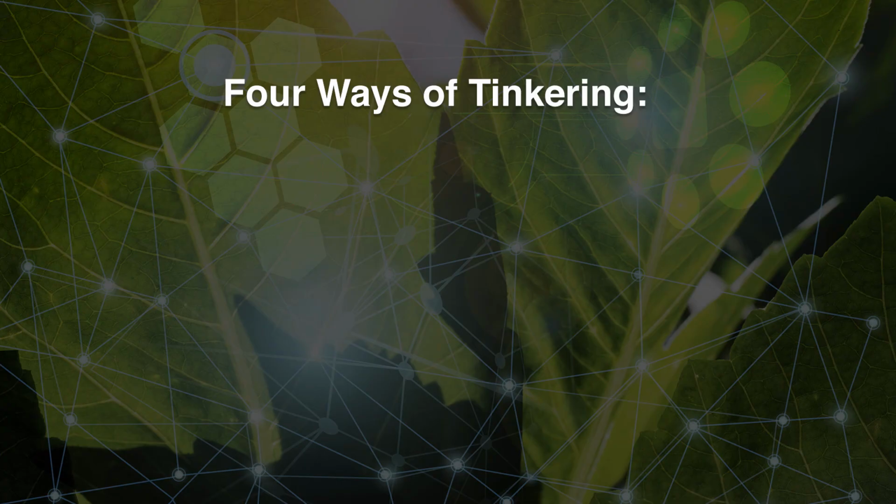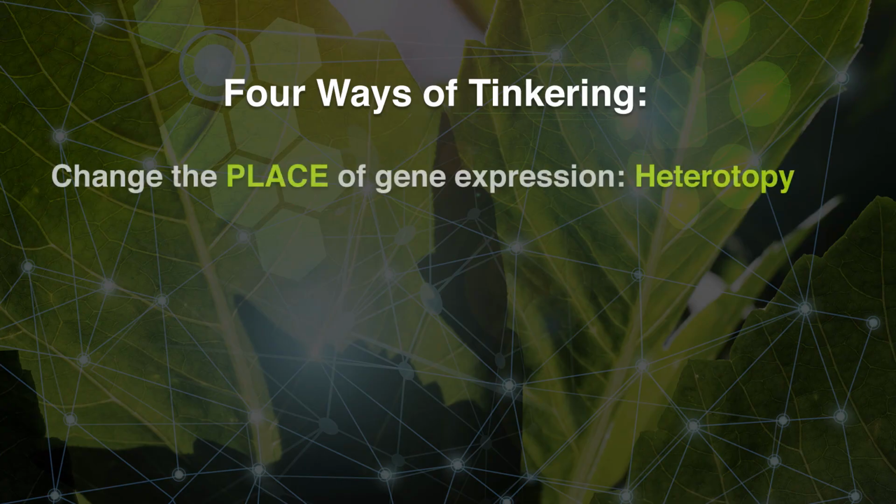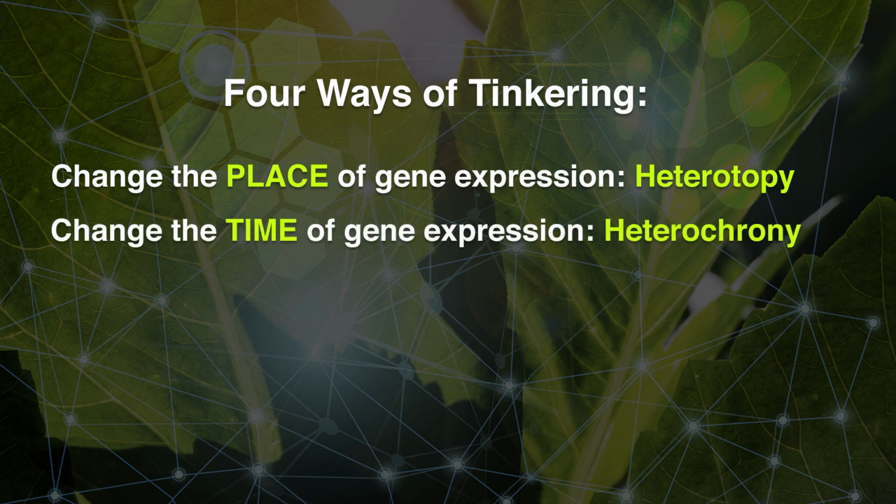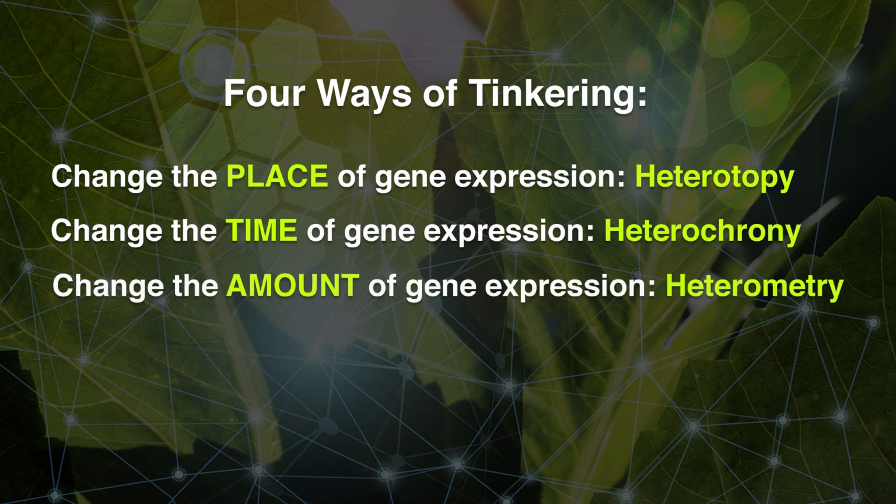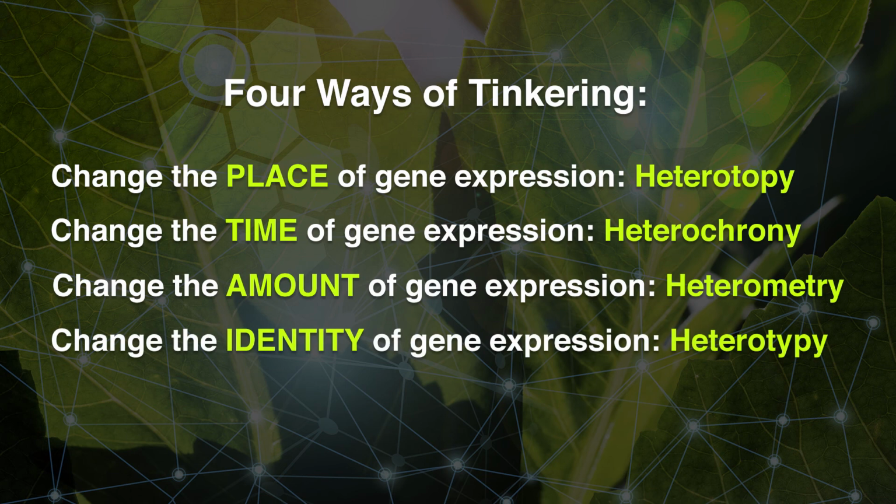So, there are 4 ways of tinkering to get large anatomical variations. There's heterotopy, changing the place of gene expression. Heterochrony, changing the time of gene expression. Heterometry, changing the amount of gene expression. And heterotypy, changing the identity of the gene being expressed.